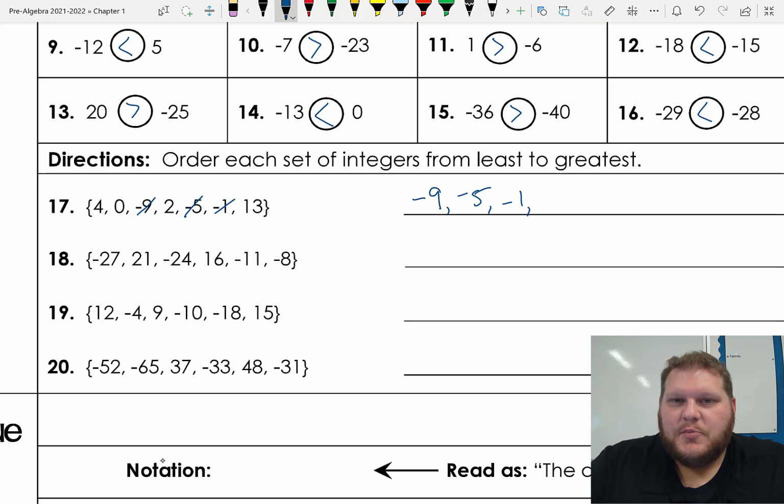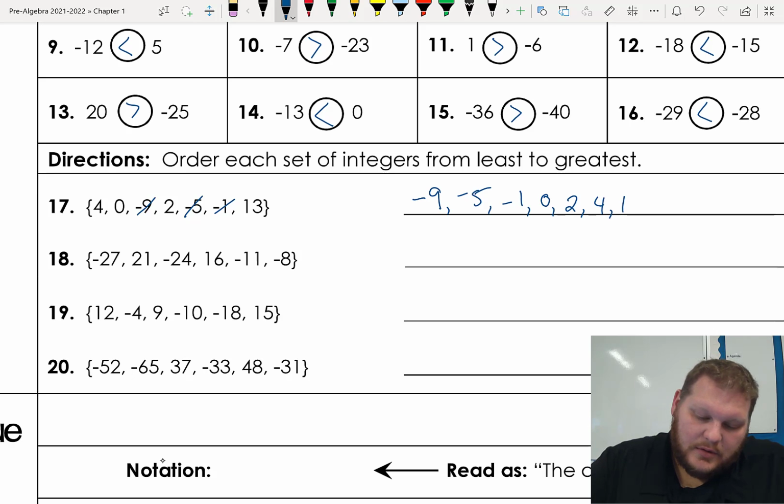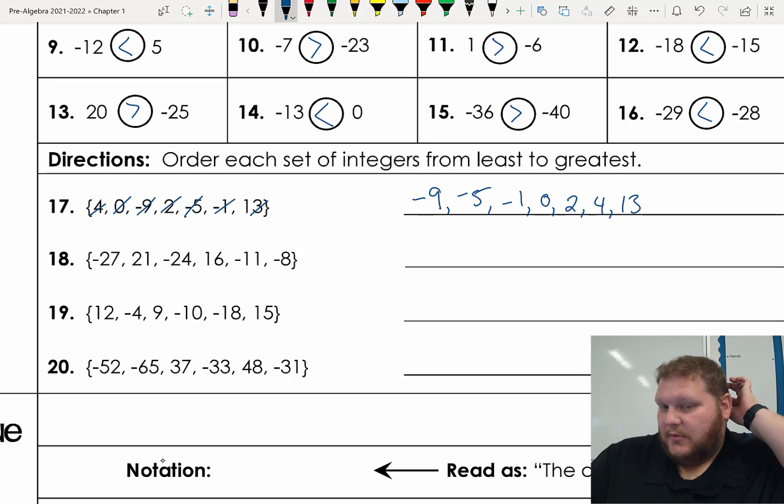And now it just becomes putting them in order from smallest number to biggest number, since the rest are all non-negative. They're all positive. So 0, 2, 4, and 13. Yep, we've used all of them. That is in least to greatest order. So I am good there with number 17.